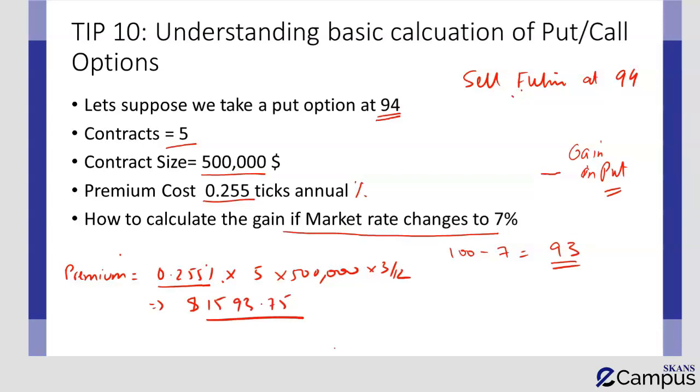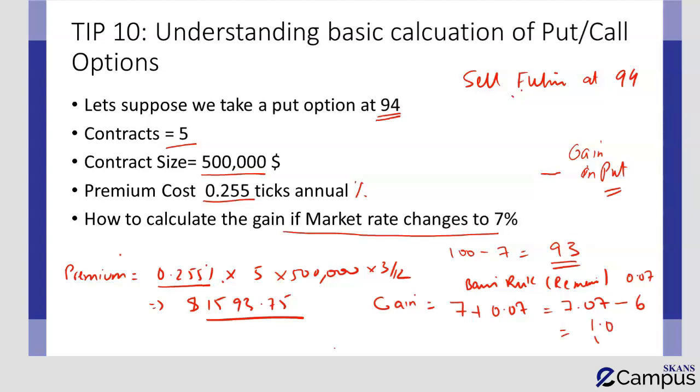Now what is my gain? To calculate my gain, I will see what my closing spot rate is. Let's assume my closing LIBOR spot rate is 7. But before I can calculate that, I need to know my basis risk, which is remaining. Let's say my remaining basis risk was 0.07. So I will write 7 plus 0.07 and I will get the closing rate, which is 7.07. Then I will deduct 6, which was the selling rate, from 7.07, and I will get a rate of 1.07%.